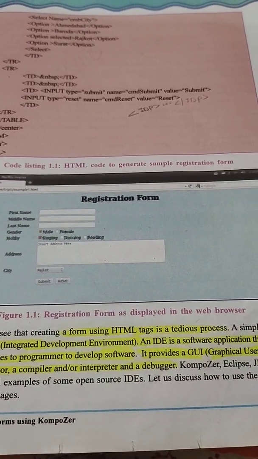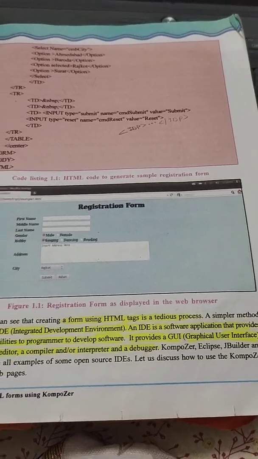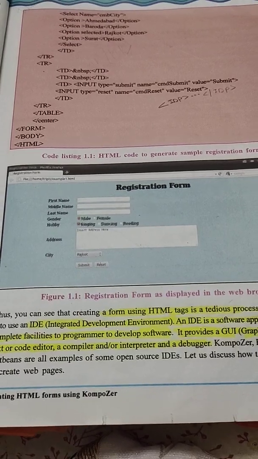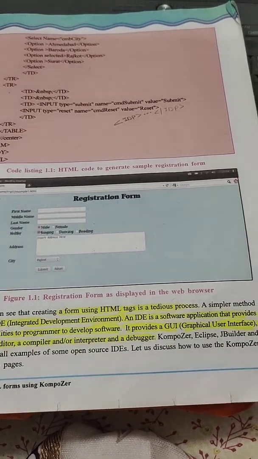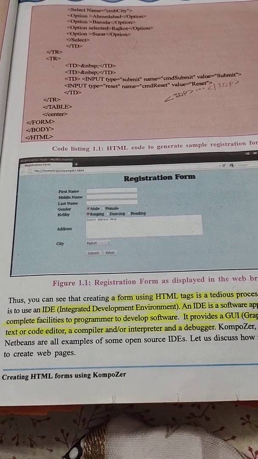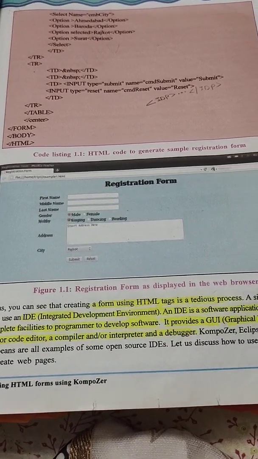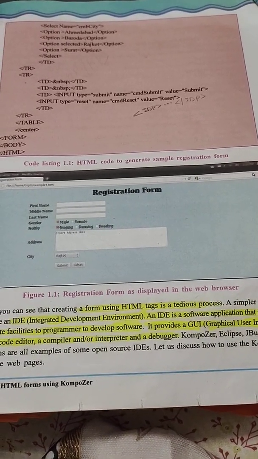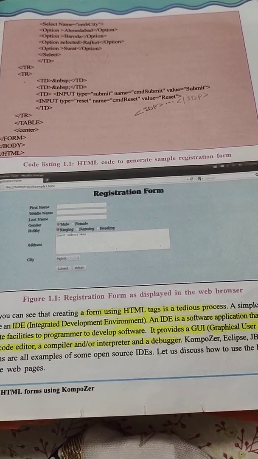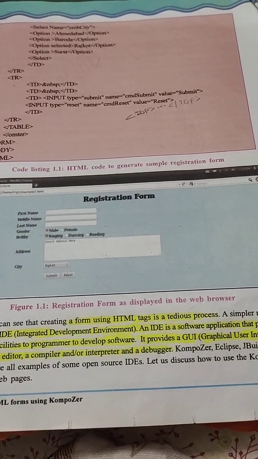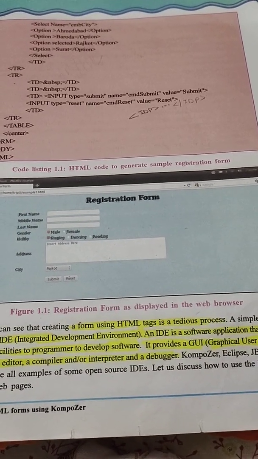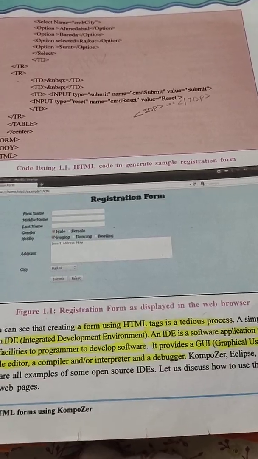Writing HTML tags is a tedious process. A simpler method is to use an IDE, an integrated development environment. An IDE is a software application that provides computer facilities to programmers to develop software. It provides a GUI, graphical user interface. I told you, Microsoft is a graphical user interface. That means single user, single password. And if it is multiple user software, then anyone can check your computer, anyone can change your password. Got it?